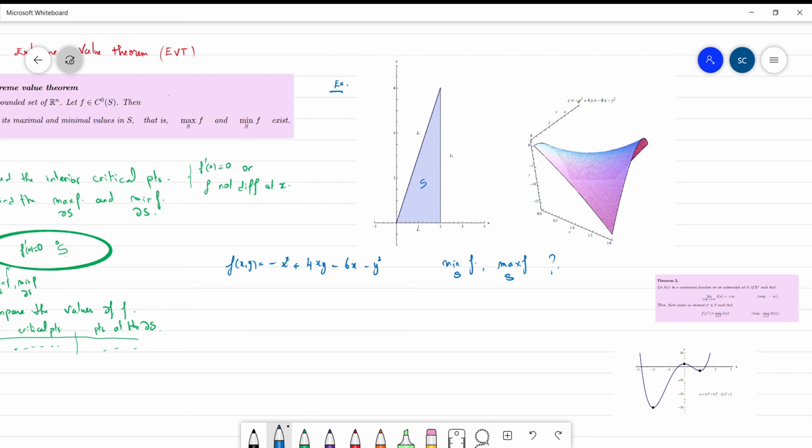How to proceed? Here I am in the situation where S is closed and bounded, plus f is C0 on this set and everywhere. So by the extreme value theorem, f attains its extreme values.